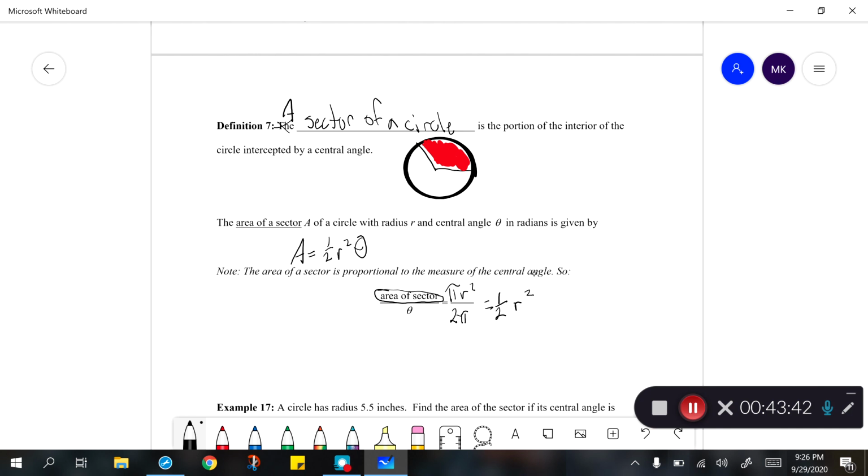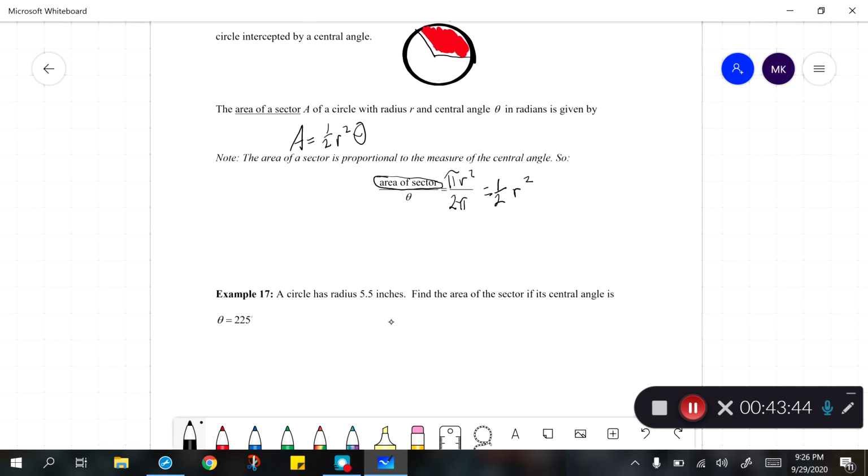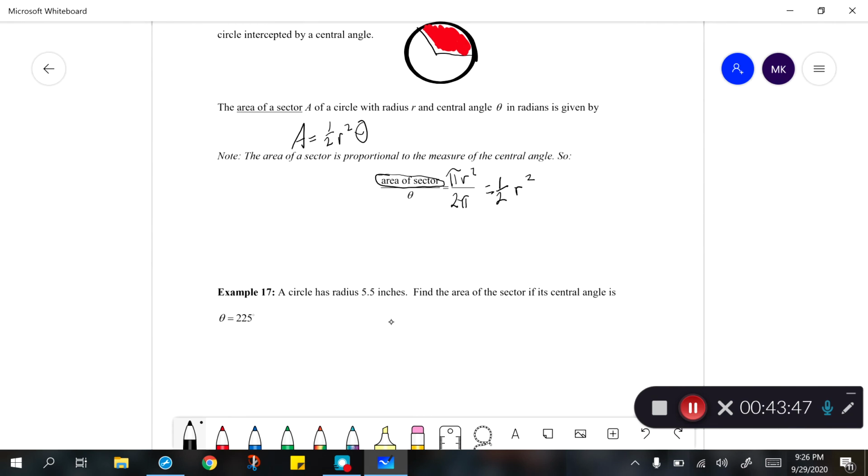It's just the derivation of this formula. If it doesn't make sense to you, it's okay. But what we just said is that the area of a sector divided by theta, if we go all the way around, one full revolution, is the entire area of the circle, pi r squared, and a full rotation is 2 pi. Simplify that, we get 1/2 r squared. That's how we come across it.